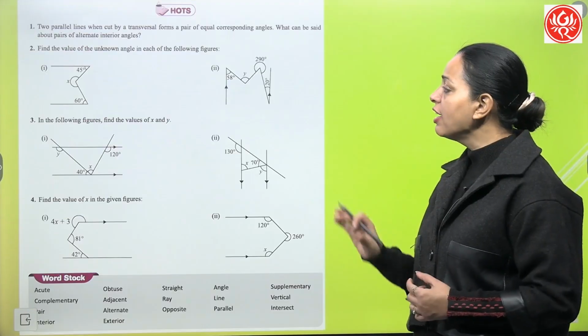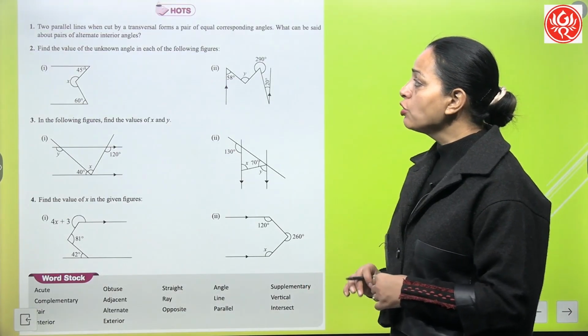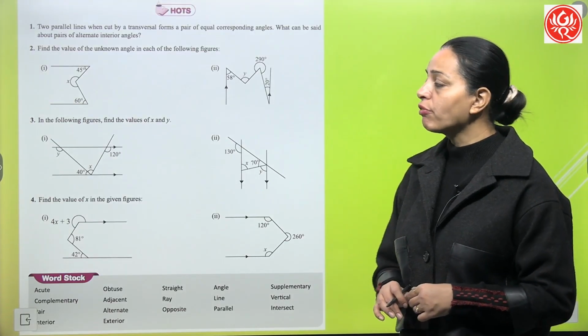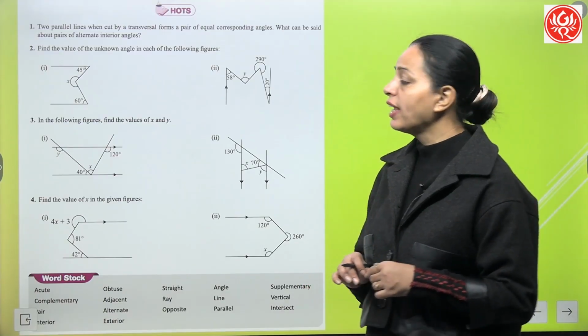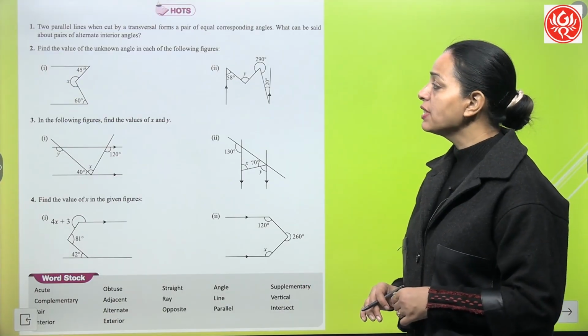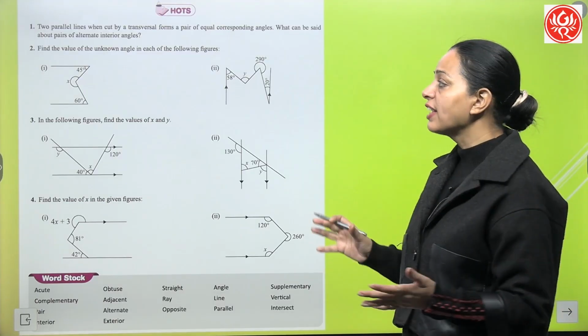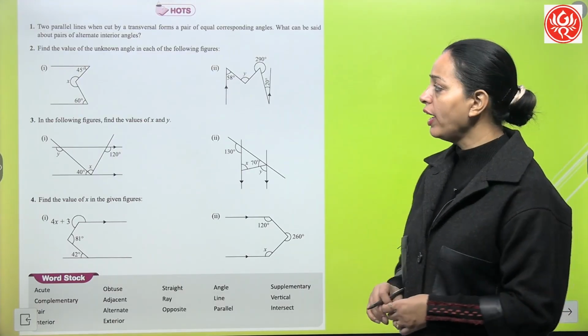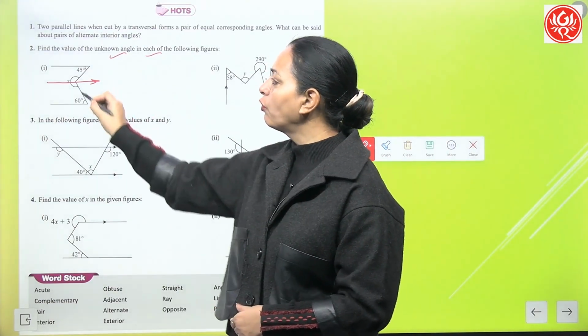So very interesting. Now we have some hot questions. The first one: two parallel lines when cut by a transversal form a pair of equal corresponding angles. So what can be said about pairs of alternate interior angles? These are always equal, okay.